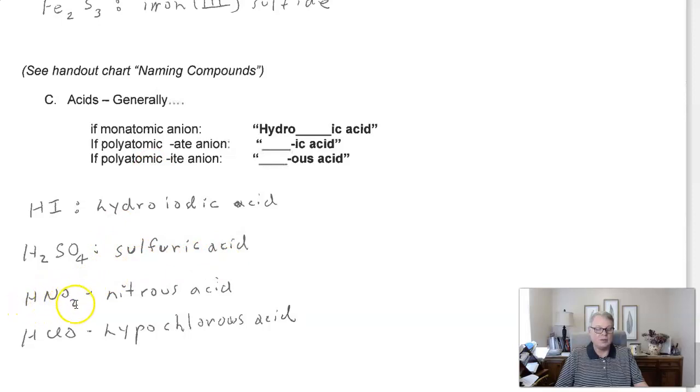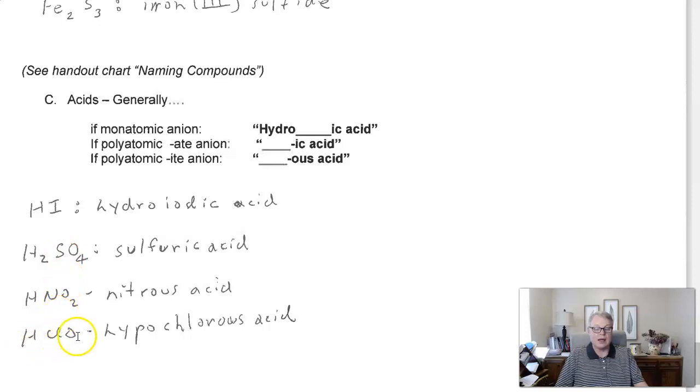Okay, here's HNO2. What's an NO2 minus polyatomic ion? Well, that's a nitrite. Remember, nitrate's NO3 minus. So NO2 minus is a nitrite. So that follows this. So this is nitrous acid. What would HNO3 be? Well, it'd be nitric acid. So that's how you tell the difference. Notice no hydro because these are polyatomic ions.